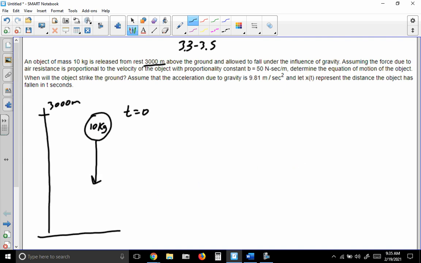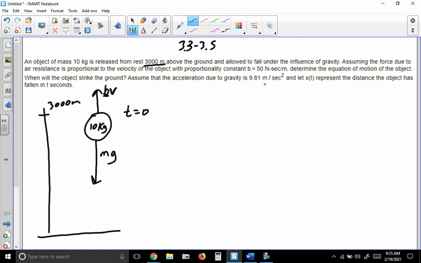What do we know about an object that's falling? When it's falling, we know that its weight is pulling it downward. But if we include air resistance, we know that air resistance is resisting it. So air resistance is proportional to the speed it's going. The faster it's going, the more air resistance there is. The slower it's going, the less air resistance. So bv can represent the force exerted by air. So the force is proportional, b is the proportionality constant, to velocity.